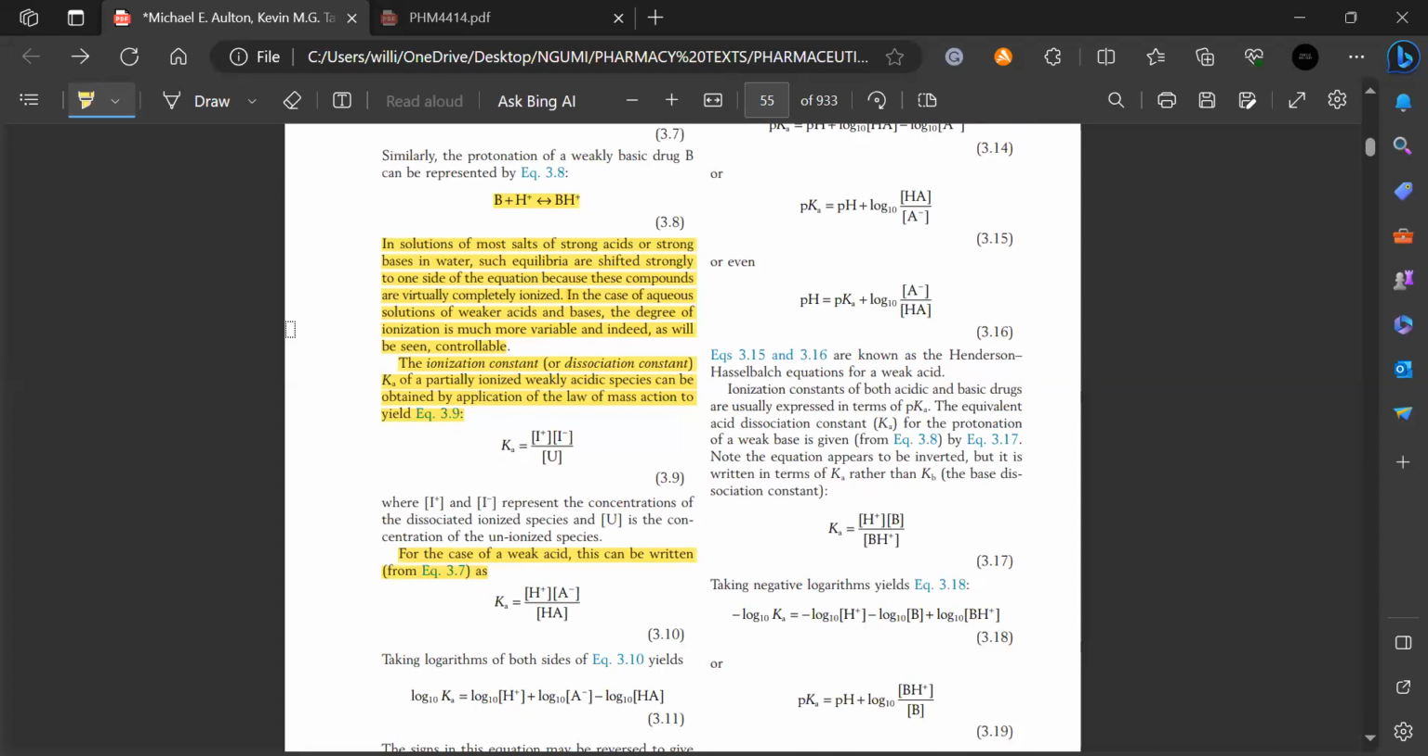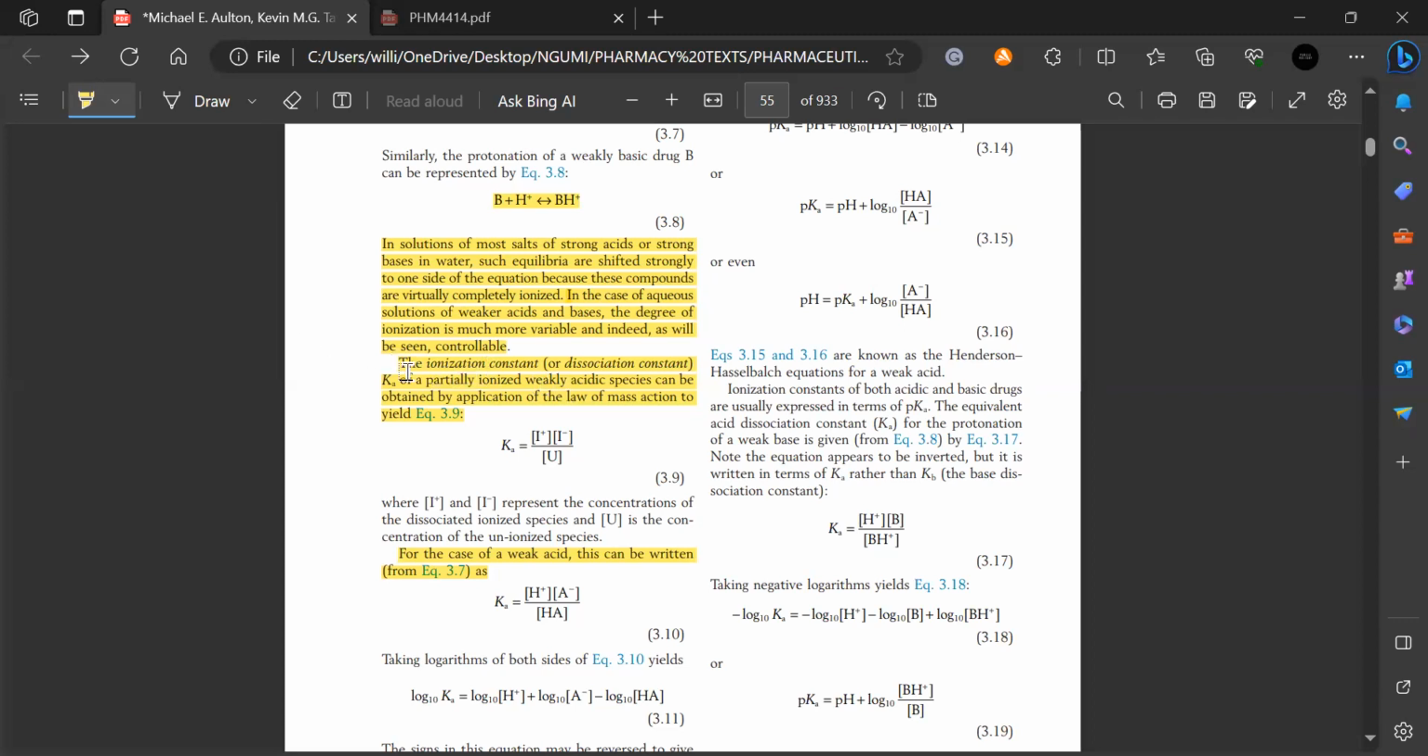In solutions of most salts of strong acids or strong bases in water, such equilibria are shifted strongly to one side of the equation because the compounds are virtually completely ionized. Remember, strong acids, strong bases, we expect complete ionization. While for weak acids and bases, we almost have an equilibrium between the weak acid and the hydrogen ions and the basic ions being dissociated.